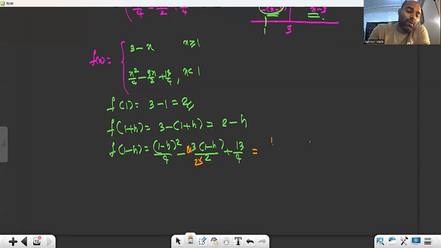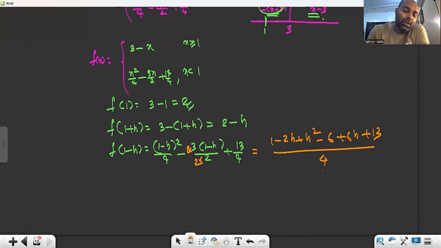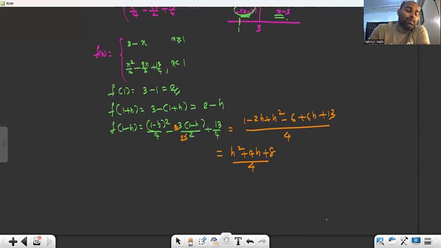So what will be? 1 minus 2h plus h square minus 6 plus 6h plus 13, all divided by 4. In your simplification, you can see h square, and 6h minus 2h is 4h. After that, 13 minus 6 is 7, 7 plus 1, 8 by 4 will come. I hope everyone understood this part.